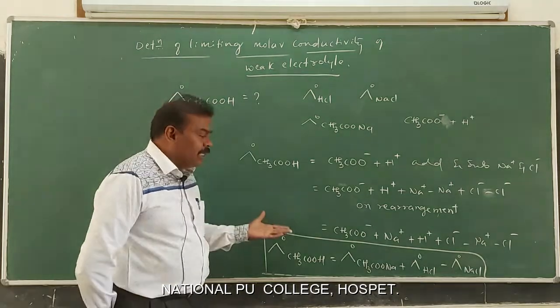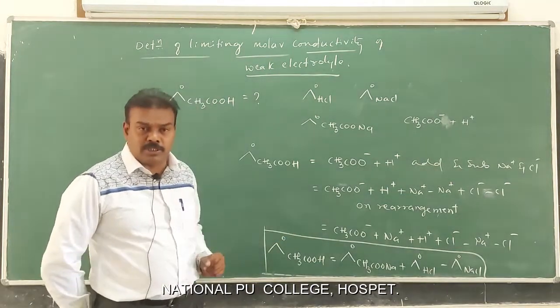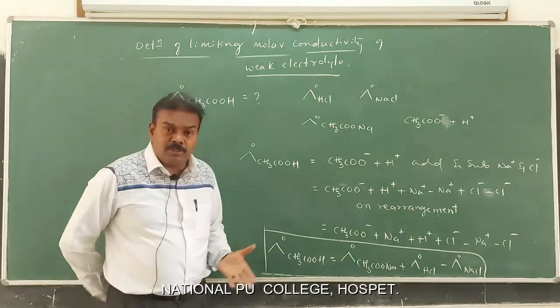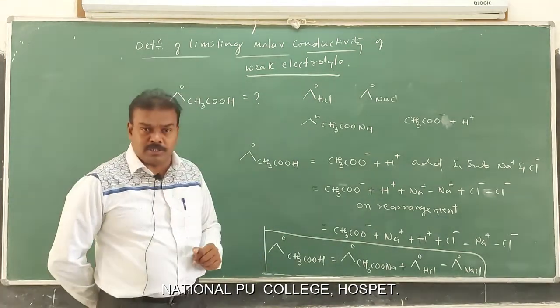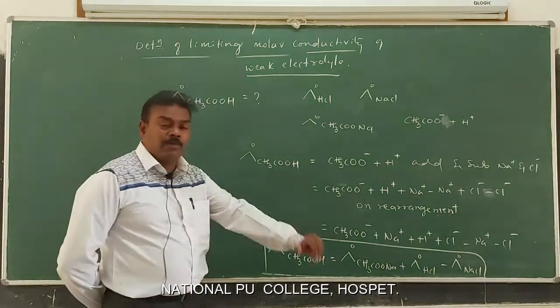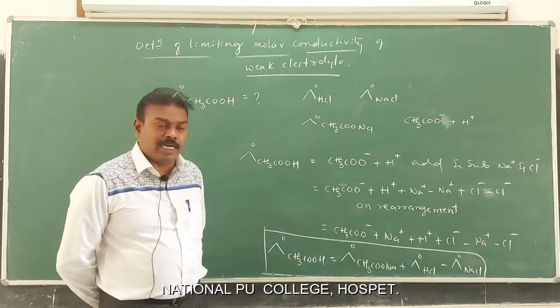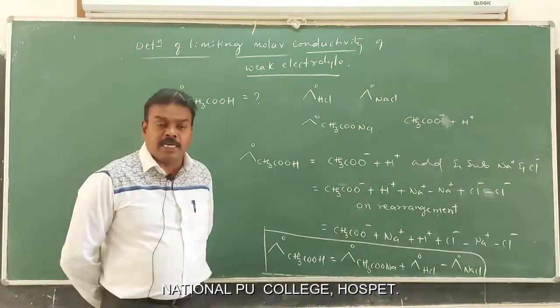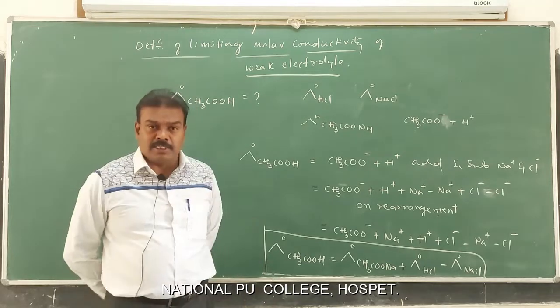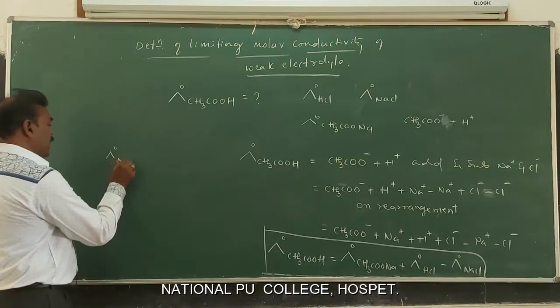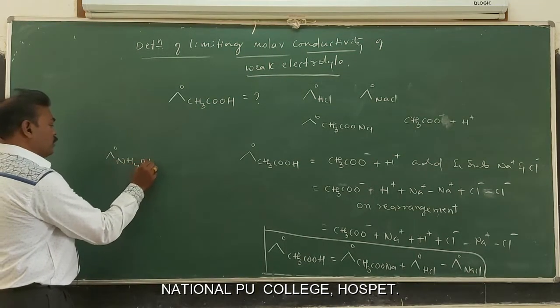At PU level, there will be 2 marks questions. Even in competitive exams, there will be some questions based on the Kohlrausch law. We can find the limiting molar conductivity of any weak electrolyte by knowing the limiting molar conductivities of the strong electrolytes. For example, we can take NH4OH.